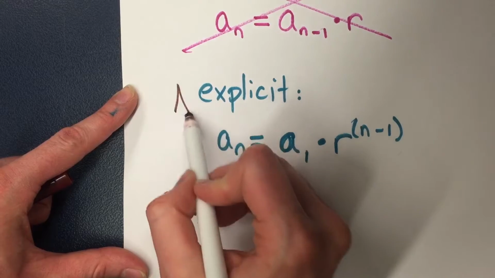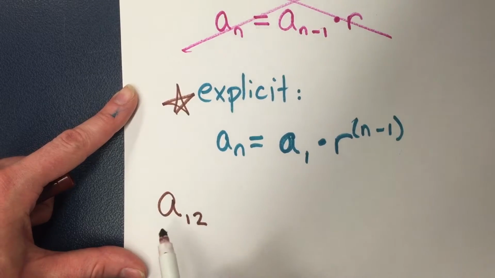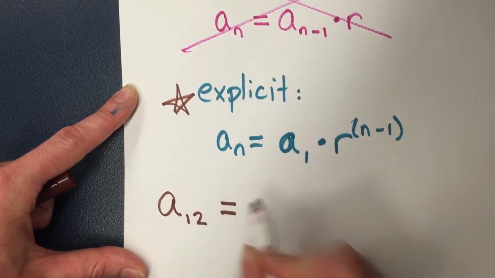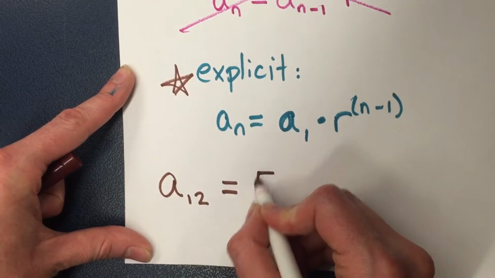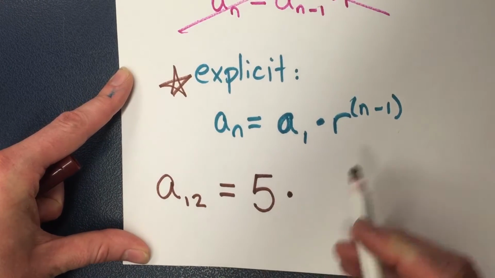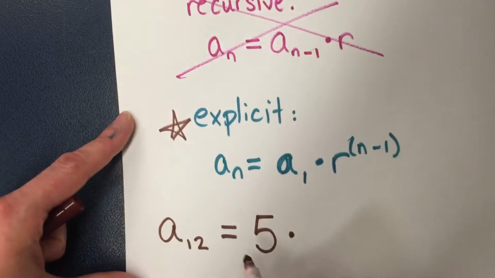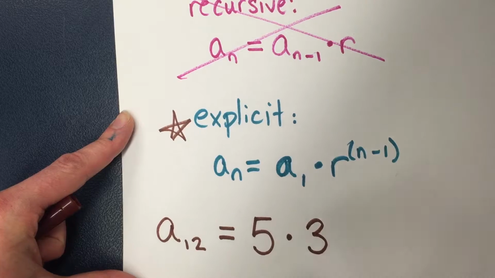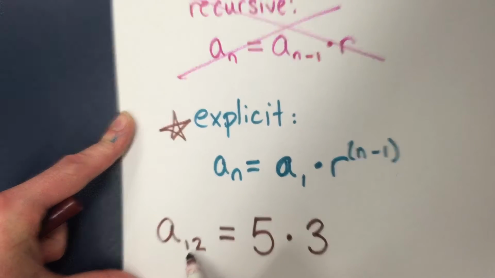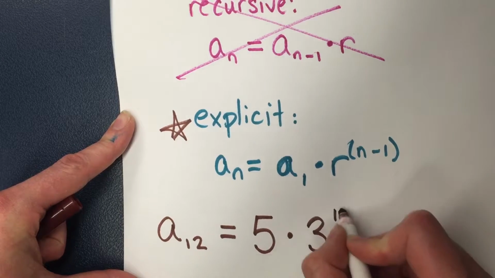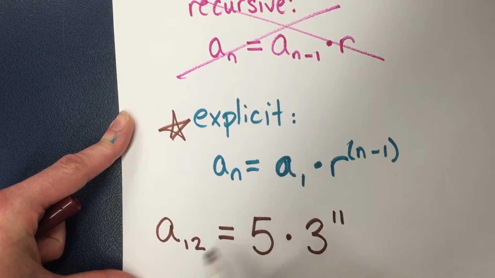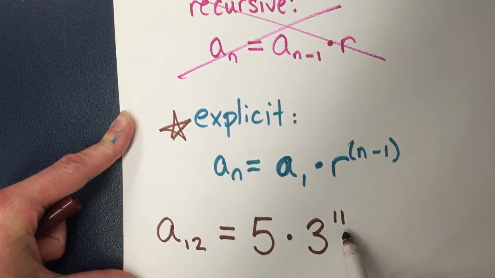Now we're using this explicit formula as our pattern. So to find the 12th term, the first thing we need to know is, what's the first term? Well, we know that's the number 5. So it's the first term, 5, times the common ratio. Well, we know the common ratio is 3. So it's 5 times 3, but how many 3s? Well, we want to find the 12th term, so we need 11 3s, 11 common ratios, n minus 1. So since n is 12, n minus 1 would be 11.